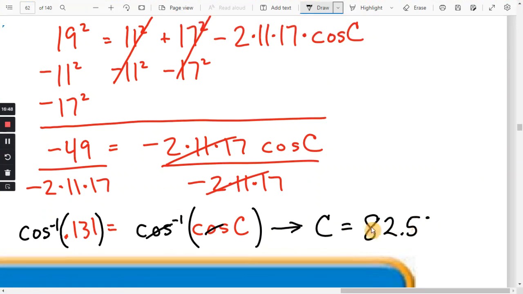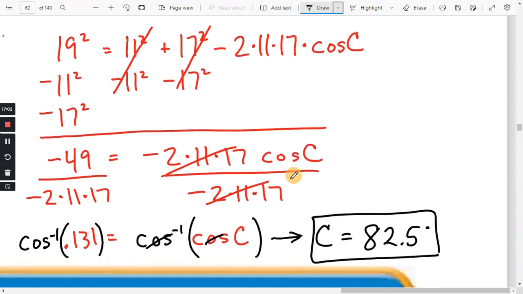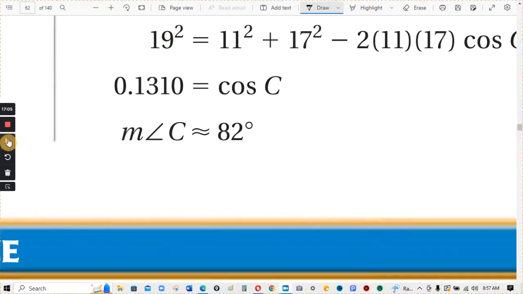And that's in degrees. Now, the diagram isn't always correct, but I like to look and see if the angle looks like what we got. 82.5, well, I can see that because this is a little bit less than 90. Okay, they actually just did no decimals, nearest whole number.